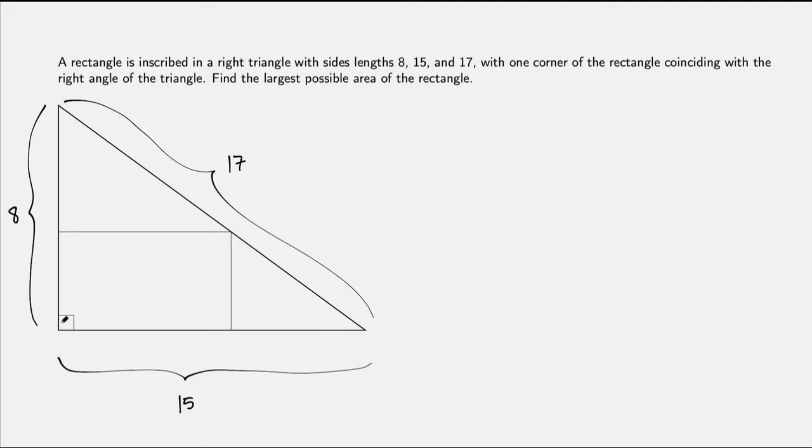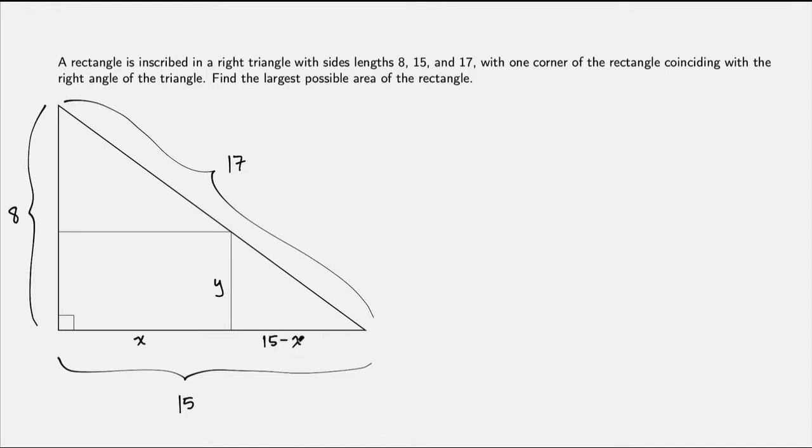One corner of the rectangle coincides with the right angle of the triangle. We want to find the largest possible area of the rectangle. So we don't know the length and width of the rectangle, so I'm just going to call them x and y, length and width. And because that length right there is x and this full length down here is 15, that means this down here is 15 minus x.